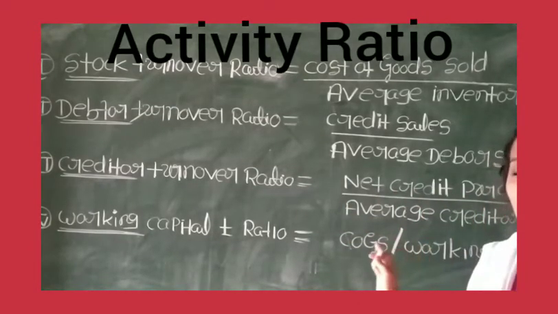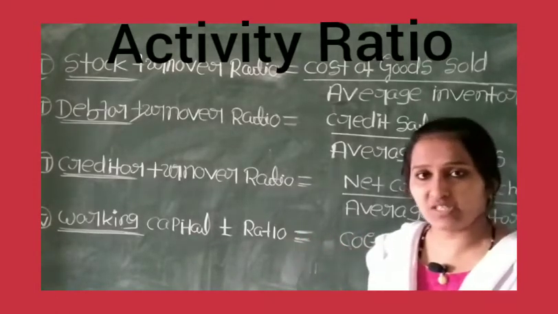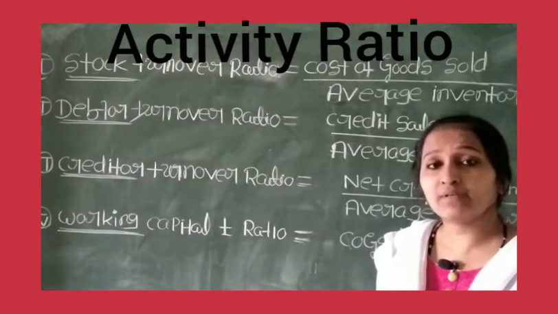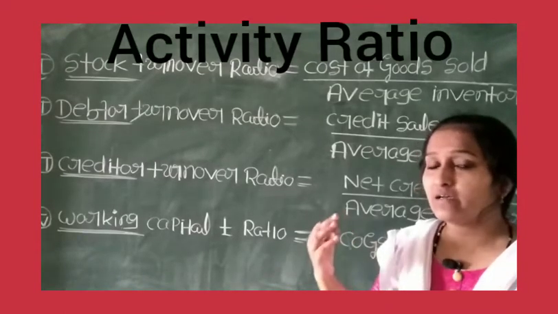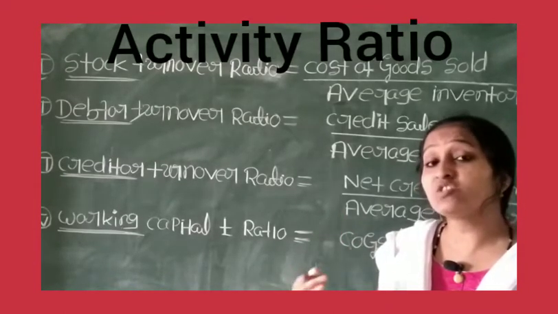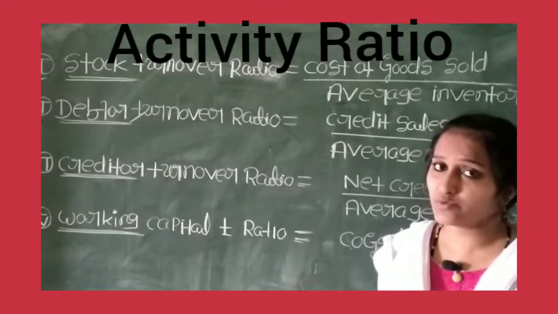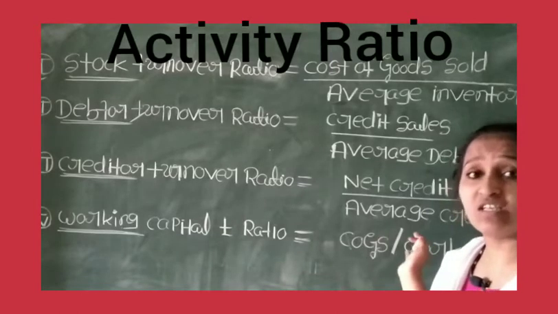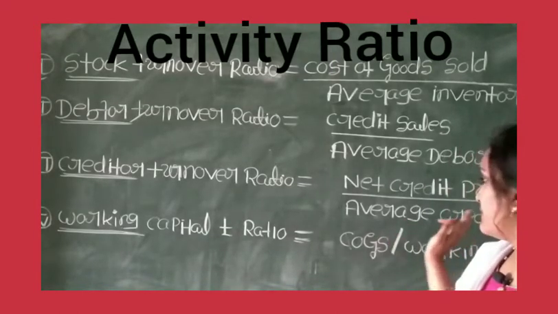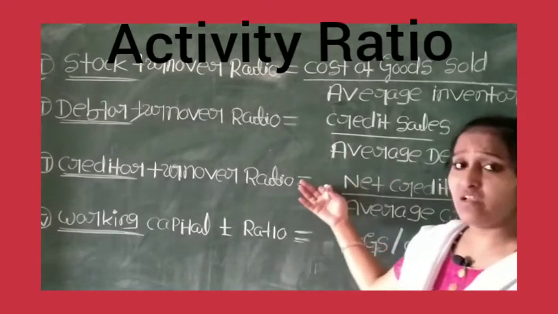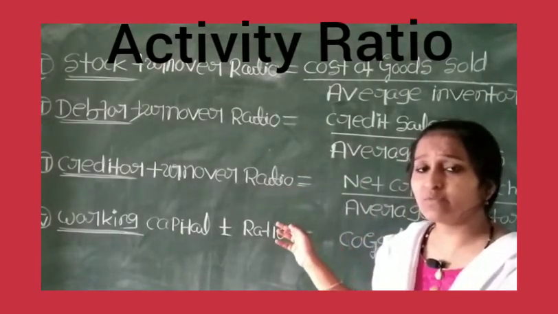So you are supposed to take how much the company has purchased, the purchases amount which is on the basis of credit, not on the basis of cash, and you are supposed to take the average creditors of the company at the same time. So these are the three important formulas of activity ratio according to your CBSE syllabus.